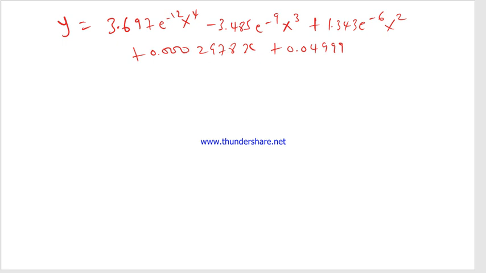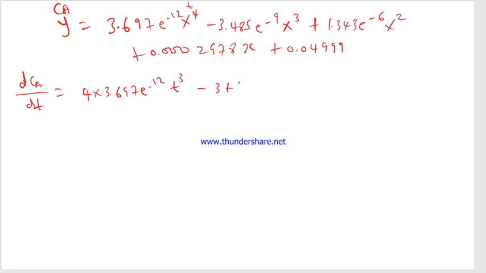So this y means CA, remember. Then our x means t, which is time. So we have to now differentiate this. What is differentiation here? The y, that is dCA/dt. So differentiating this will be 4 times 3.697 exponential minus 12 t raised to power 3. I'm using t instead of x now.